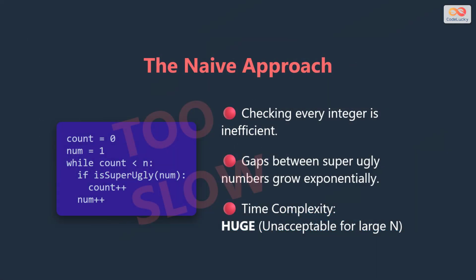A common first thought is to simply check every integer starting from 1. Is 1 super ugly? Yes. Is 2? Yes. Is 3? No. You would keep a counter and stop when you find the nth one. However, this is extremely inefficient. The gap between super ugly numbers grows exponentially, meaning you would be checking millions of numbers just to find a few valid ones. We need a better way.